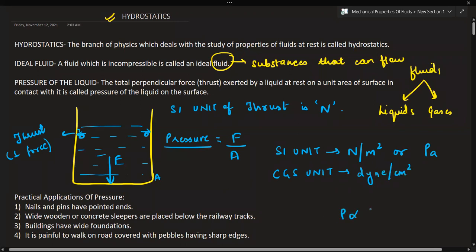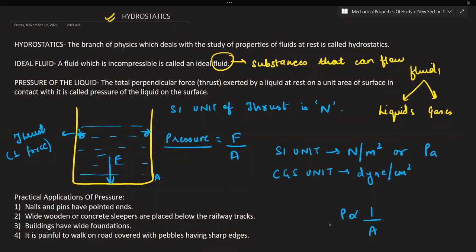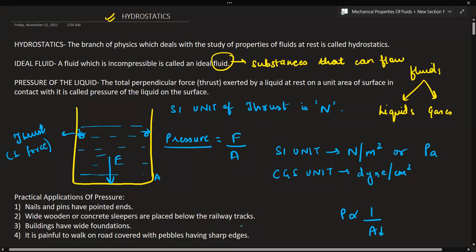Since pressure is inversely proportional to area, we have a few applications of it. Nails and pins have pointed ends because the smaller area of the nails and pins provides us with a greater pressure. Similarly, we have other applications as well. Wide wooden or concrete sleepers are placed below railway tracks because it increases the area and decreases the pressure that the trains have to exert on the track.